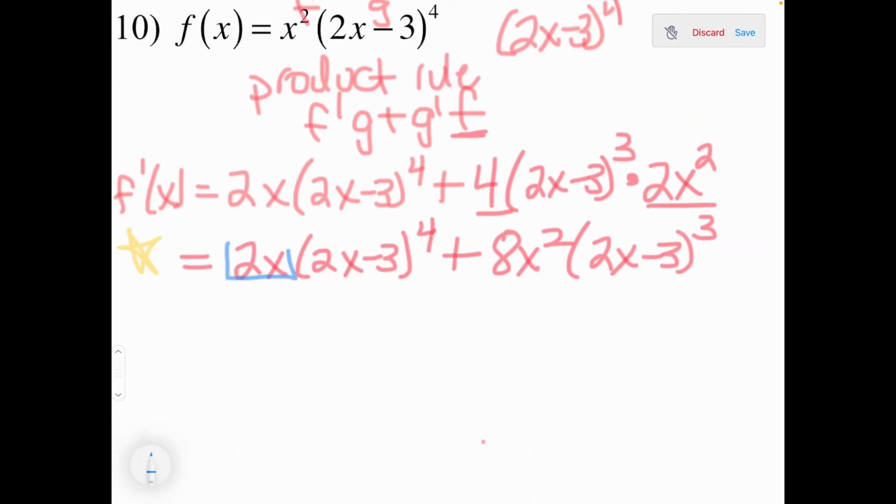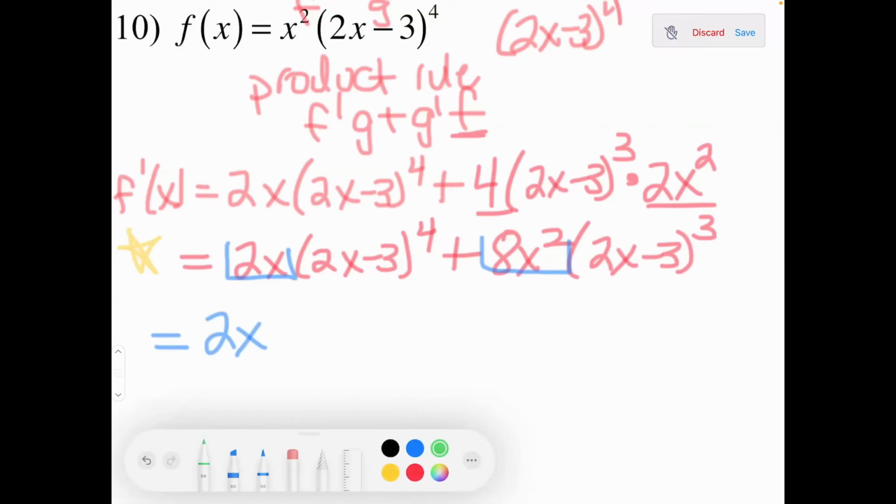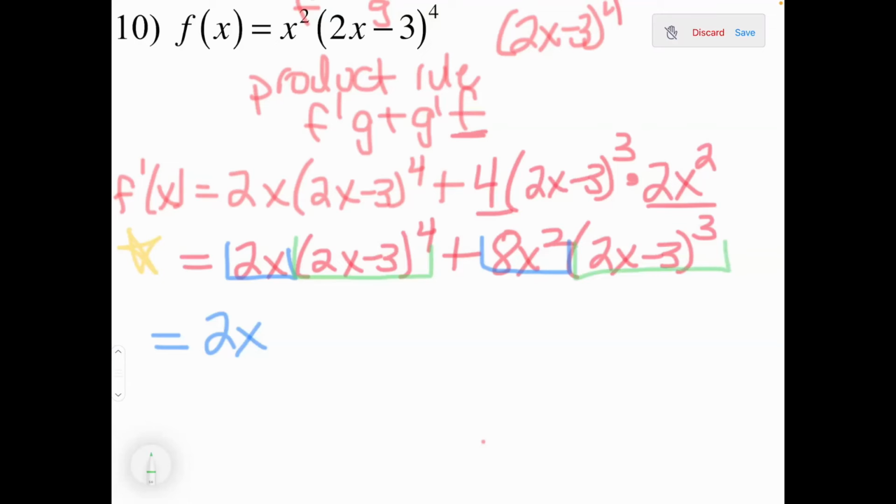So let's look at 2x and 8x squared. What do they have in common that we can factor out? They have a 2x in common. And then we're also going to look at the 2x minus 3 to the 4th power and 2x minus 3 to the 3rd power. How I like to explain this, 2x minus 3, obviously they have in common, but how many factors of 2x minus 3 do they have in common? So do they both at least have 2x minus 3 to the 1st power?